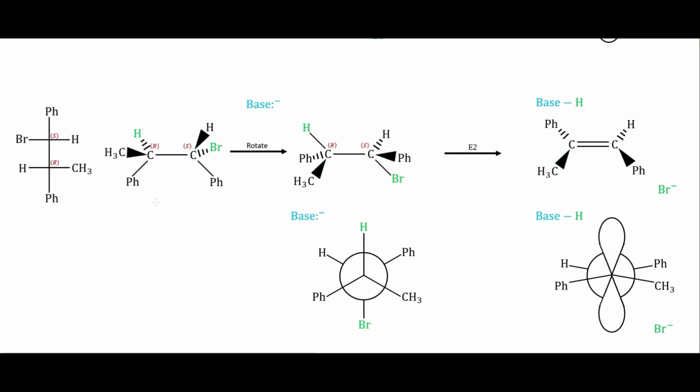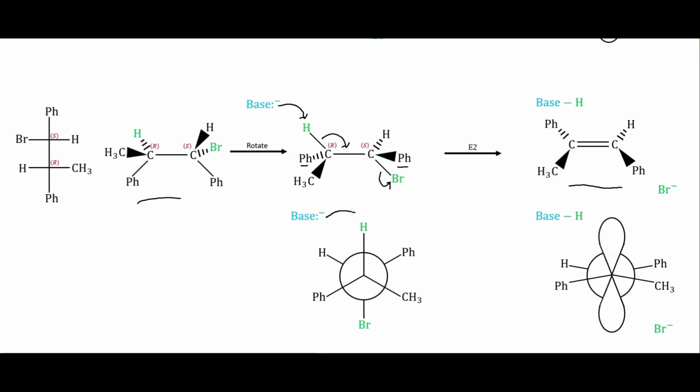So it's going to look like this. We twist it around that bond so that we get this. This comes, takes the hydrogen there. The electrons go to form the double bond. This goes there. We see we have this phenyl group pointing towards us, this one pointing away from us, and so we end up with the trans double bond here.